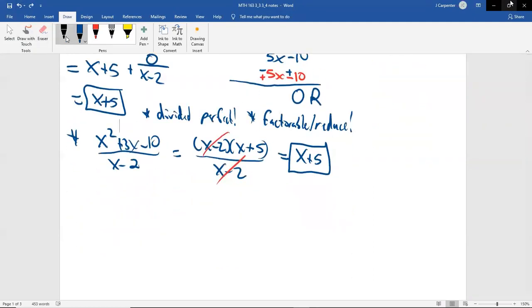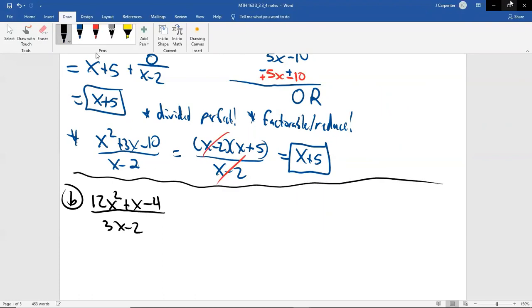All right. B. Let's go with 12x squared plus x minus 4, all divided by 3x minus 2. So our bottom is 3x minus 2. That goes on the left. Everything is in order. Everything is accounted for. There are no missing terms. We will see one that is missing terms eventually, though. Don't worry. And I already told you there's going to be 3 problems, so you know which one it'll be. And then the 12x squared plus x minus 4.